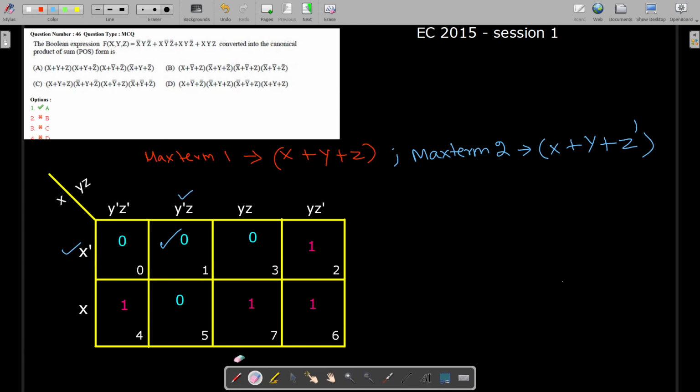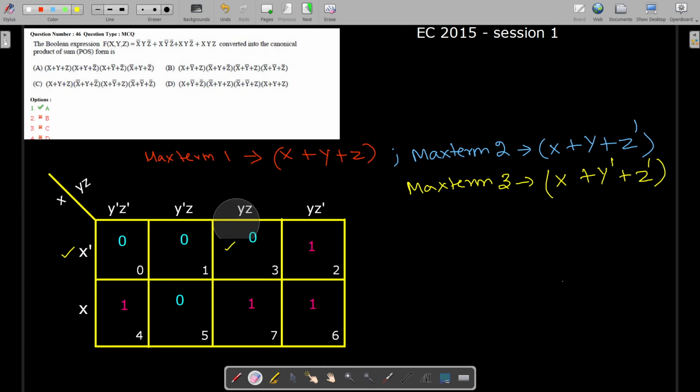Then we go for the third zero. The third zero represents the third max term. So this is max term 3. It corresponds to these two, so it must be written like x plus y dash plus z dash. Then we go for the last zero, the final zero. That represents x and y dash z. This is our max term 4, which corresponds to x dash plus y plus z dash.